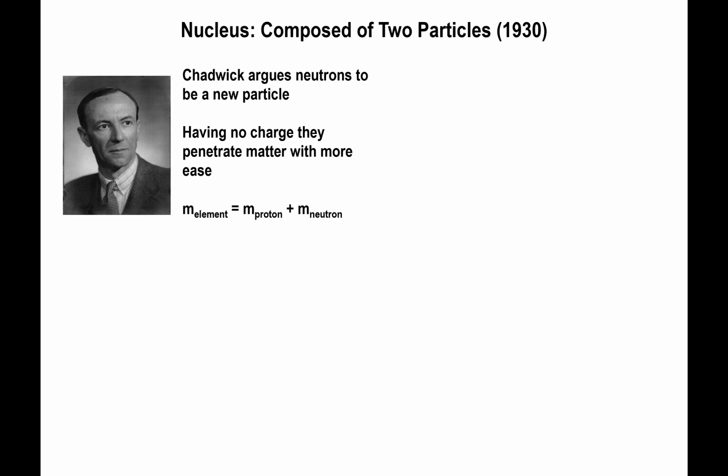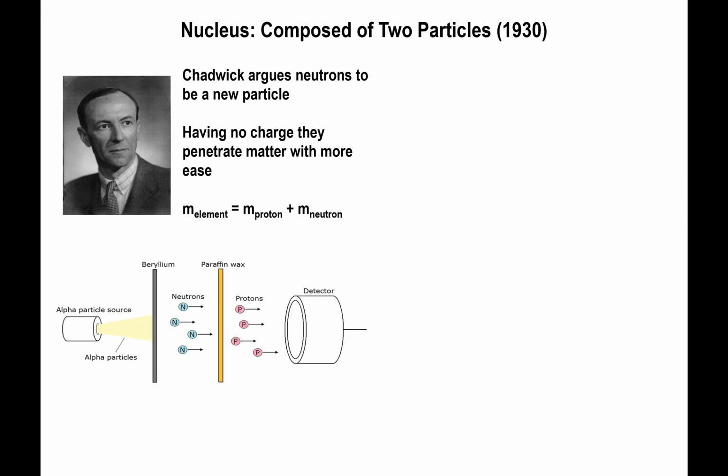Now the mass of this new particle, which we now know as the neutron, plus the mass of the proton, adds up to give you the entire mass of the element. One very clever experiment that he did was shining helium 2 plus particles, the alpha particles, at a beryllium source. The interaction of beryllium with the alpha particles produces these particles known as neutrons. Because they don't have a charge, you can't use magnetic fields to identify them. So instead, you allow them to react with other material like paraffin wax, and this interaction ultimately produces protons that can be detected.